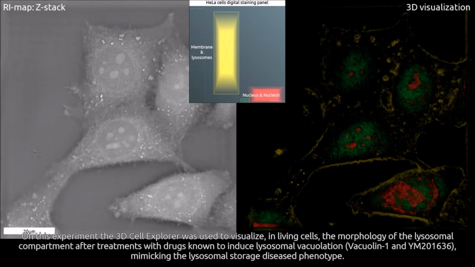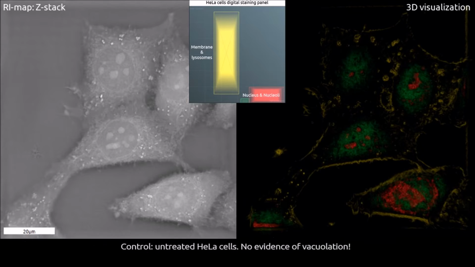In this experiment, the 3D Cell Explorer was used to visualize, in living cells, the morphology of the lysosomal compartment after treatment with drugs known to induce lysosomal vacuolation, mimicking the lysosomal storage disease phenotype. As control, we used untreated HeLa cells, and there is no evidence of vacuolation.